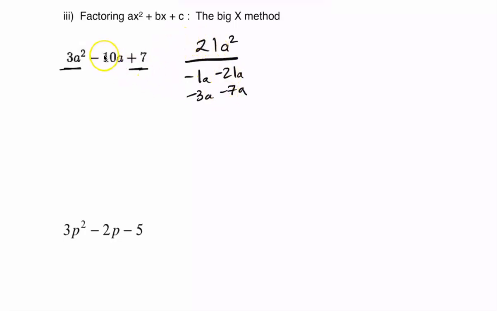Which of these two add to get negative 10? That would be this one right here. Right? When I add them up, I get negative 10a. So what we do next is we're going to substitute these two in for that negative 10a. And it makes sense. Negative 3a plus negative 7a does equal negative 10a. So basically we're just going to split up this part into these two. So I'm going to rewrite it.